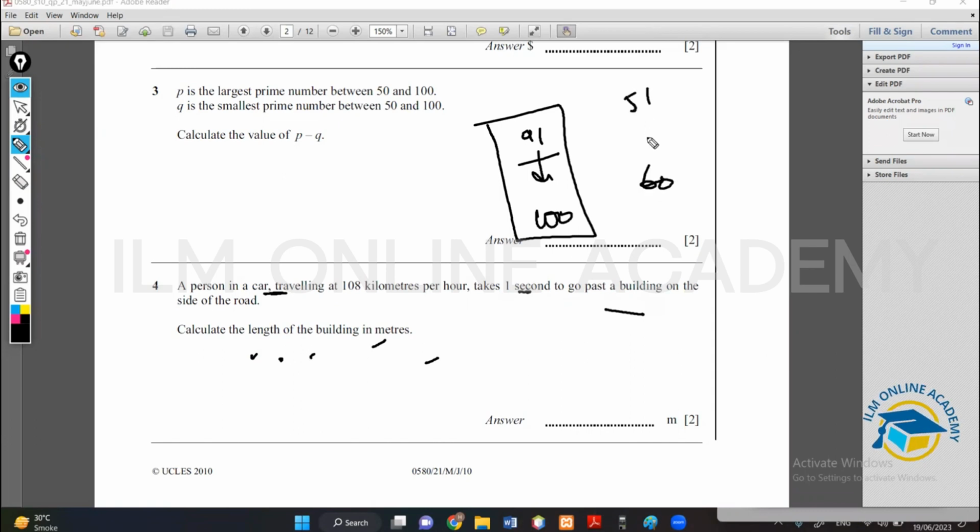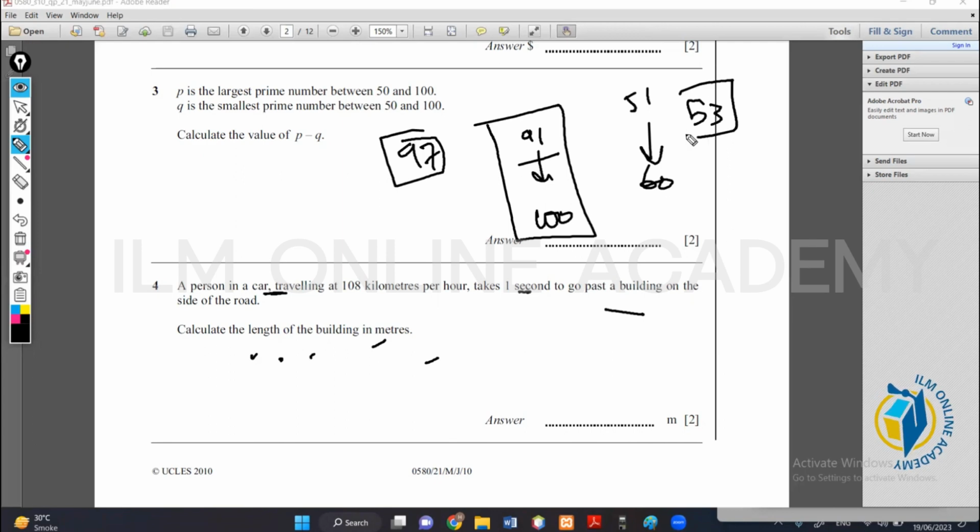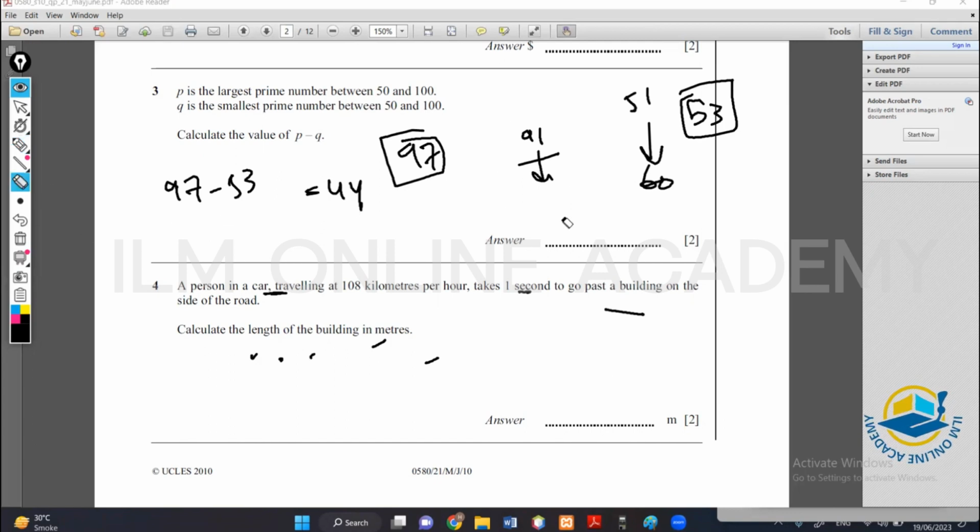51 and 60. So if we think about it, between 91 and 100, the largest prime number is 97. 97 is the prime number. And between 51 and 60, the smallest prime number is 53. You can also analyze it by yourself. So what we have to do is find the answer of P minus Q. It means 97 minus 53, which would be equal to 44. Okay. So our answer is 44.